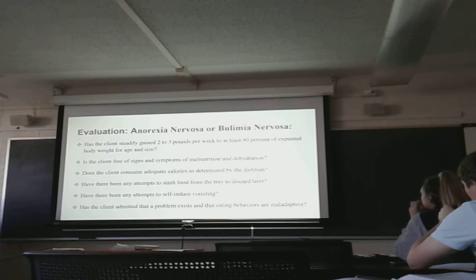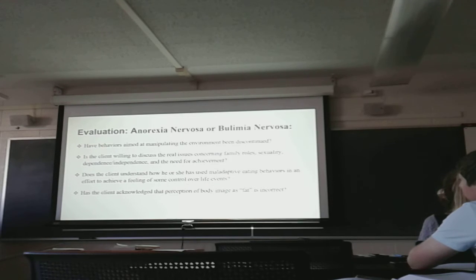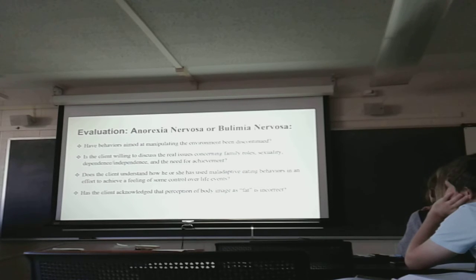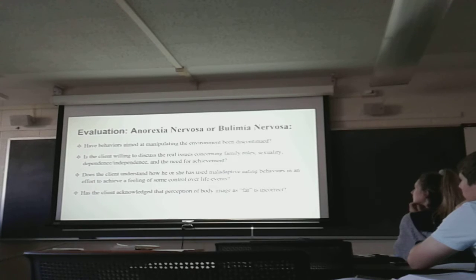Have they admitted the problem exists, and are the eating behaviors maladaptive? Or manipulating the environment, are they still trying to do that? You want them to talk about what's really going on with them, because sometimes it can be related to other disorders or something else going on in the family, sexuality, or dependence or need for achievement. Maybe these are related to control over their lives, and you want them to understand that their perception of how they see themselves is not correct.